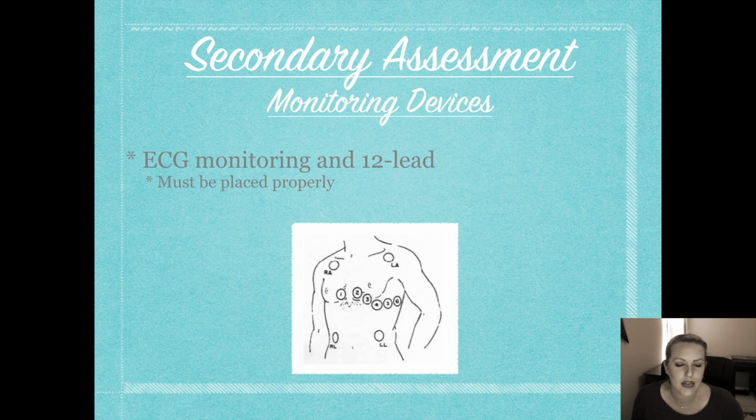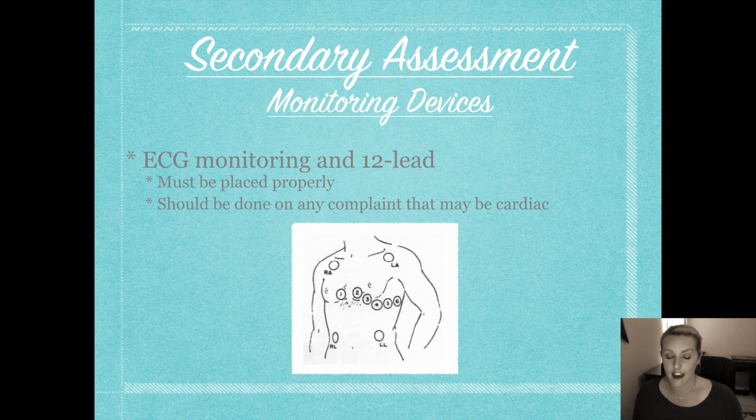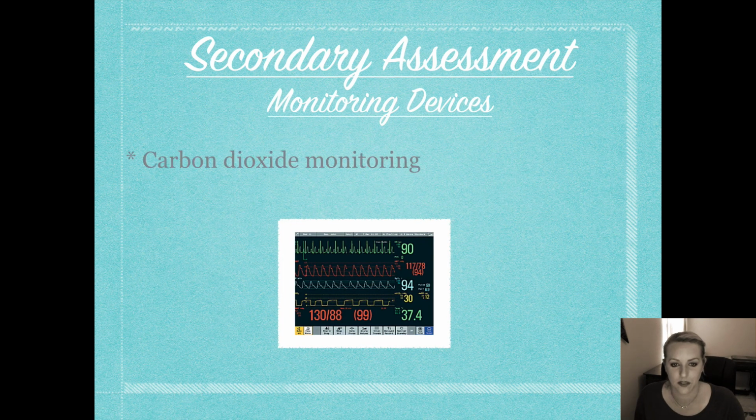But on these, they must be properly placed. So, in skills, we're going to go over how to place a 12-lead. This should be done on any complaint that may be cardiac. And just so you know, females are really weird. Females may present with nausea and vomiting, and they're going to be considered cardiac. Carbon dioxide monitoring can be capnometry or capnography, waveforms, and numbers.